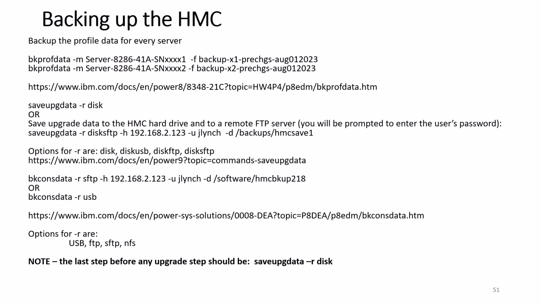And then my last step is to do a backup console data. This is basically going to back up your HMC. So I'll normally back it up remotely, or I'll back it up to a USB, or both. And again, I have the link there. And the options you can use for the -r are USB, FTP, SFTP, or NFS. And just take a note that at this point, you're then possibly going to go do an upgrade. The last step that you should take before you do any upgrade is a save upgrade data -r disk. You can never do too many of them.